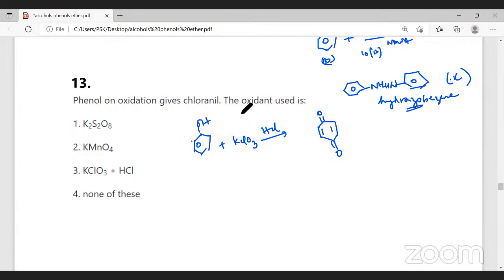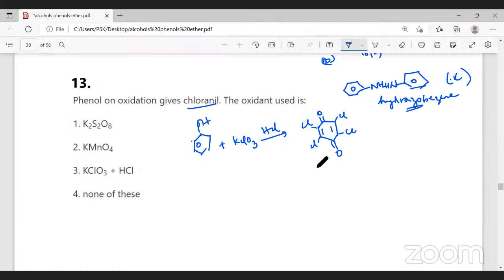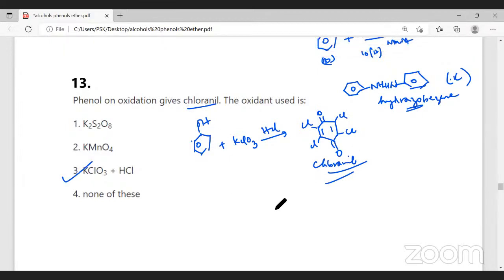Now, we are not talking about benzoquinone, we're talking about chloride by chlorine. This will be the structure of chloranil, which is formed by the oxidation of phenol with potassium chlorate and HCl. So this chloranil is used as a fungicide.